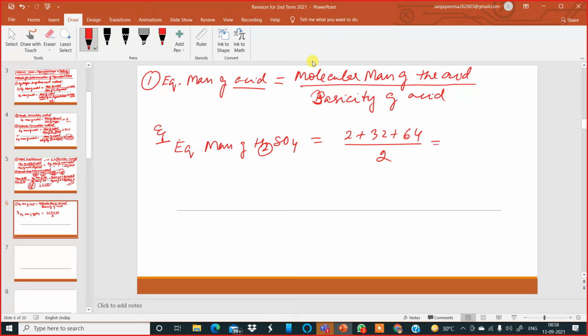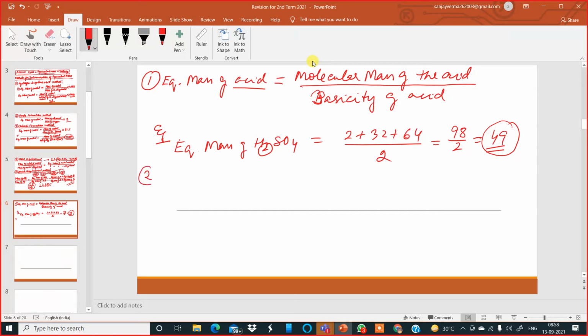So if we simplify this, it comes to 98. 98 by 2 comes to 49. So that is the equivalent weight. The unit is gram per equivalent. So the equivalent mass of sulfuric acid is 49. Did you understand, boys? Yes, sir. Okay, so this was one formula, for an acid.